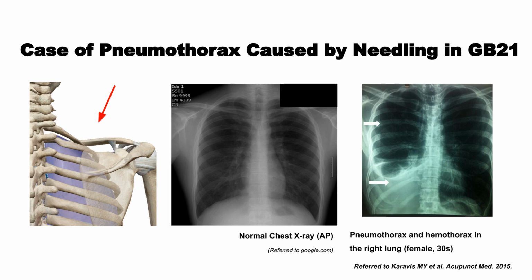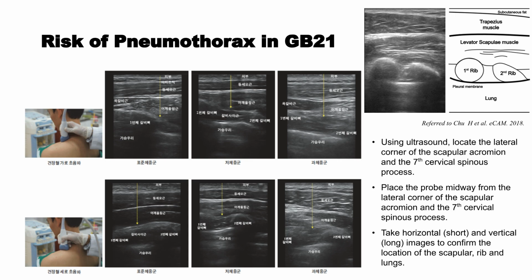The patient felt extreme pain a few hours later and presented to the emergency department the next day. Here, the right lung is collapsed and the pleural space is filled with fluid, pleural effusion, due to pneumothorax and hemothorax. This is what we need to prevent. GB21 is critical for shoulder pathology, but it is unfortunately associated with adverse effects like pneumothorax. To prevent this, we must know the location of the lungs in this region.